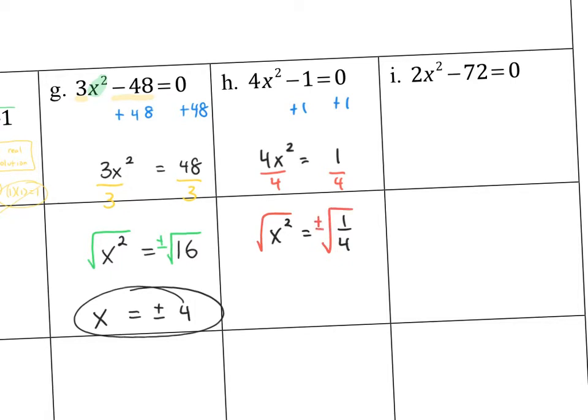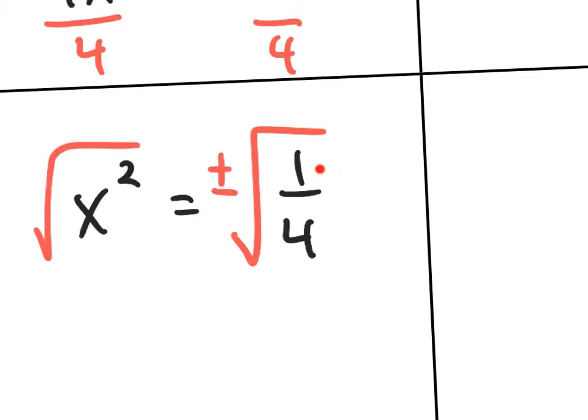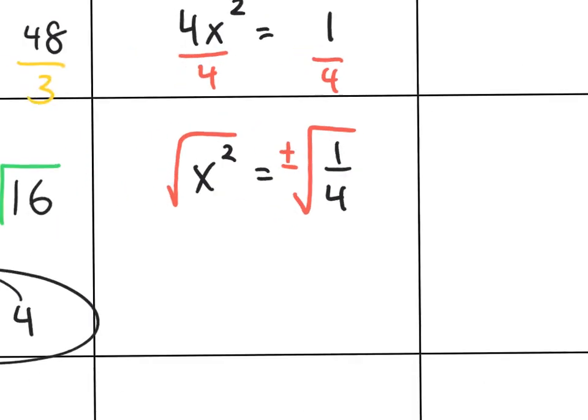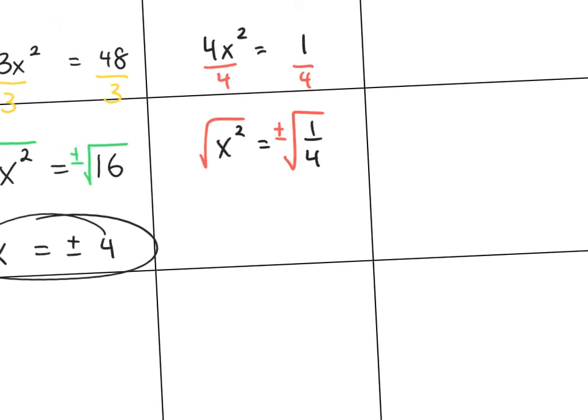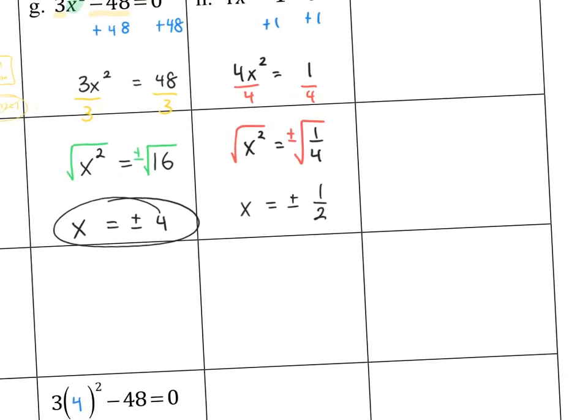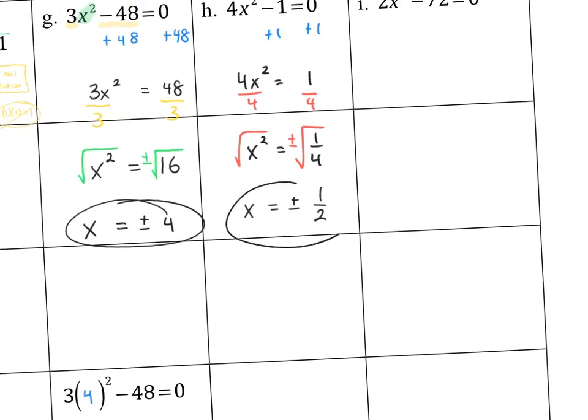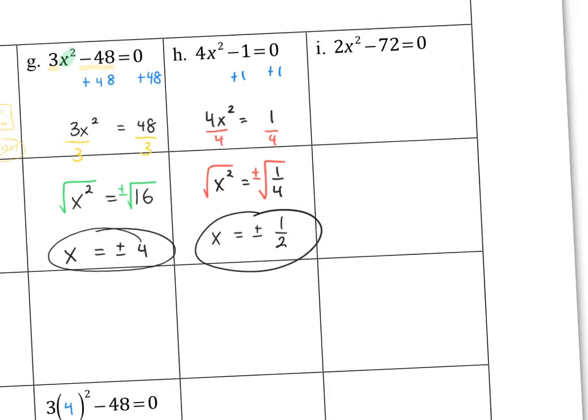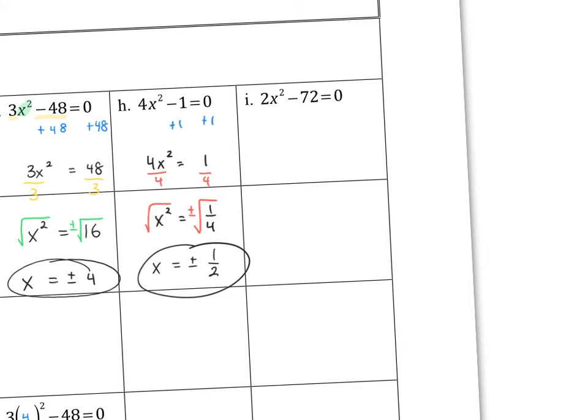Don't forget the plus or the minus. So here, without a calculator, you can just square root 1 and square root 4 to get 1/2. If you plug it into your calculator, you'll get the same result. So the answer here is x is equal to plus or minus 1/2. If you used your calculator, that would have been fine as well. Now, of course, you can check your answers with the calculator.